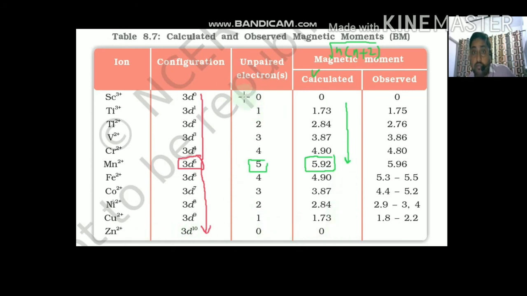And again at last it becomes 0. Now if you see, scandium 3 plus is diamagnetic because the magnetic moment is 0, and zinc as well is diamagnetic because the magnetic moment is 0. Our maximum value is found for manganese because it contains the maximum number of unpaired electrons. So here the topic of magnetic moment is complete.